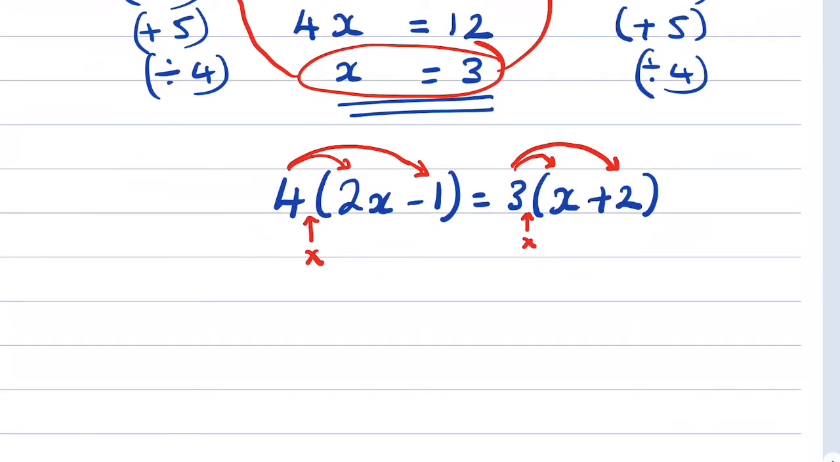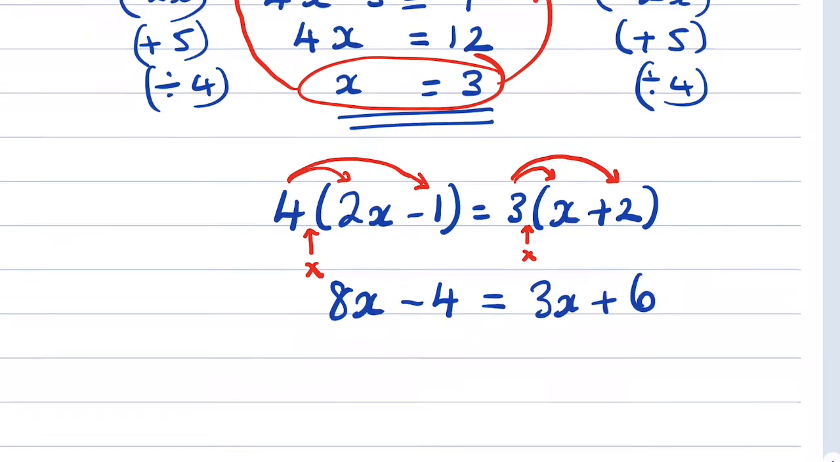So 4 times 2x, or 4 lots of 2x, is 8x. 4 lots of negative 1. Okay, so we're going to do 4 lots of that negative 1. That will give negative 4. Same with the right hand side now. 3 lots of x, and then you want to do 3 lots of those positive 2's. Okay, so 3 lots of x is 3x, 3 lots of 2's is a positive 6.